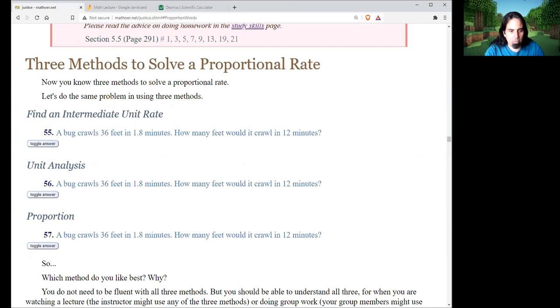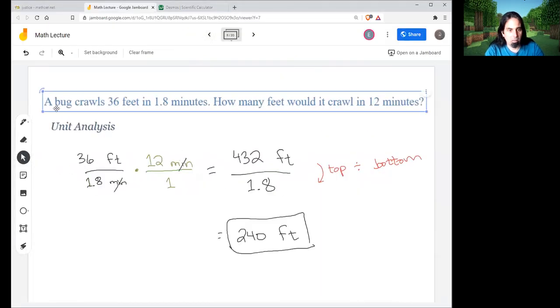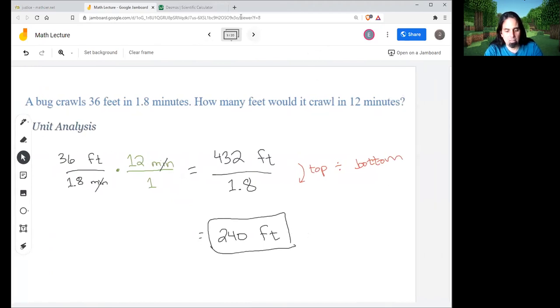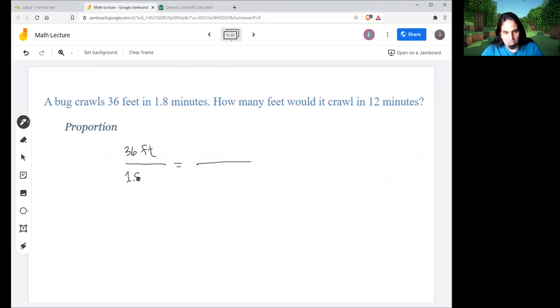And lastly, what we just did for the first time today. You could use a proportion. Fraction bar equals fraction bar. The first situation is 36 feet in 1.8 minutes. How many feet in 12 minutes? Before I go on, check. Feet on the top, minutes on the bottom. Good, good, everything's symmetric.